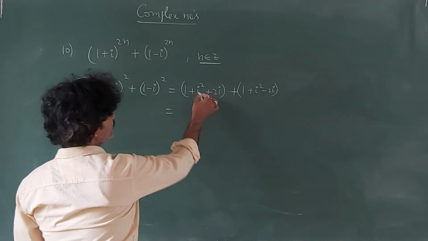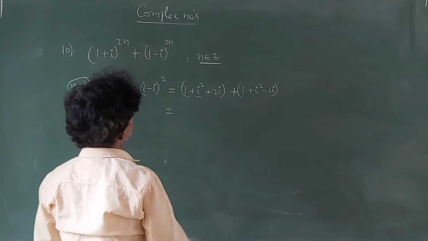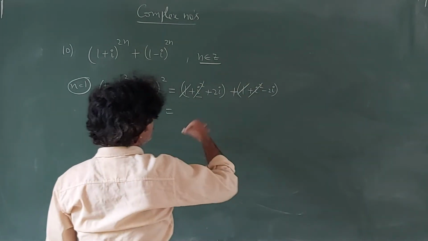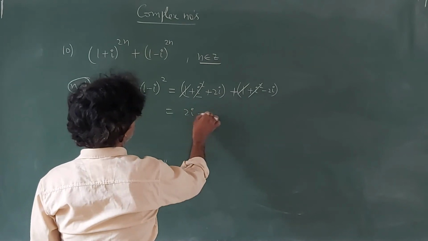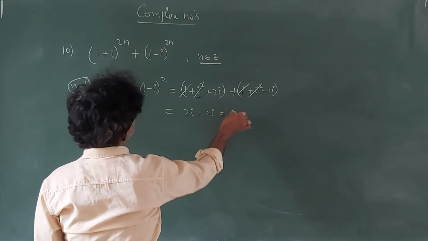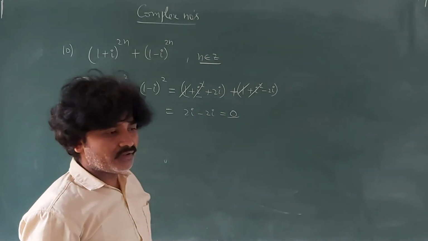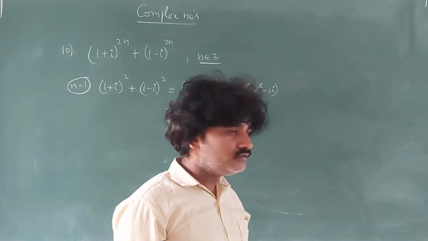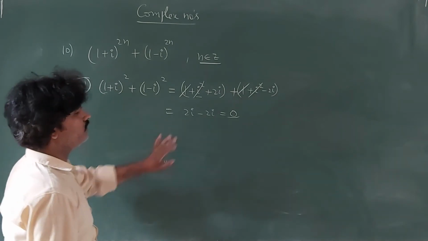Now, what is i square value? Minus 1 plus 1 minus 1 cancel. i square plus 1 minus 1 cancel. We will have 2i minus 2i, which is 0. It is a real number only. So if you took n value 1, we got a 0.